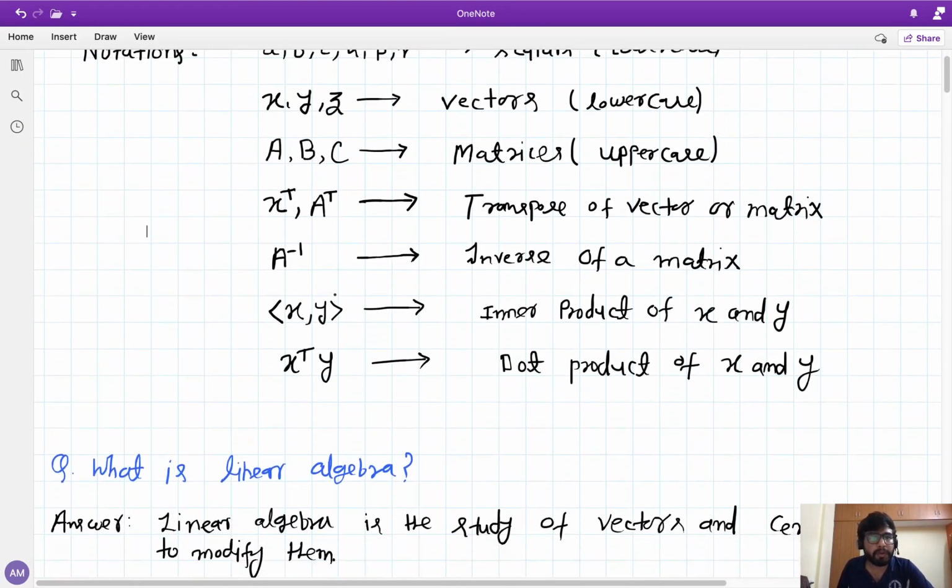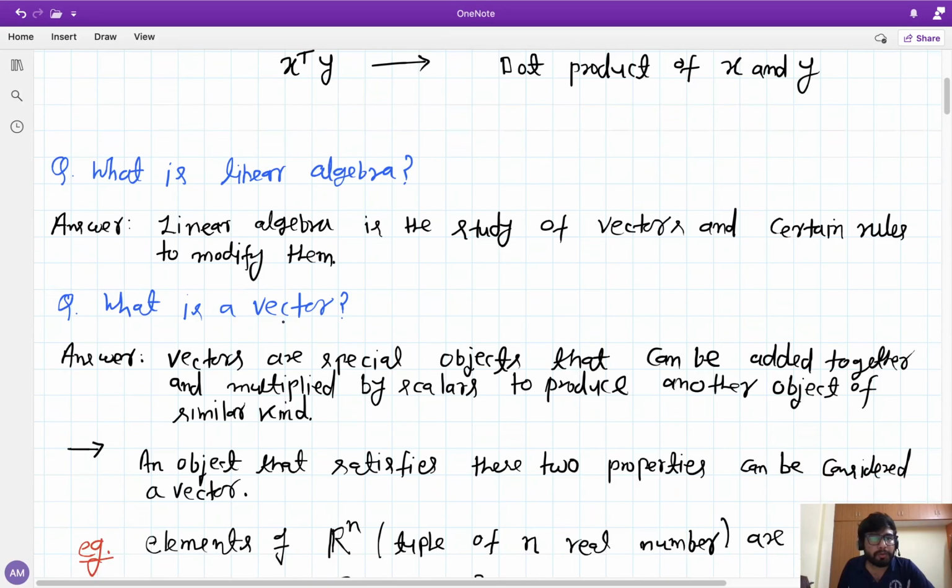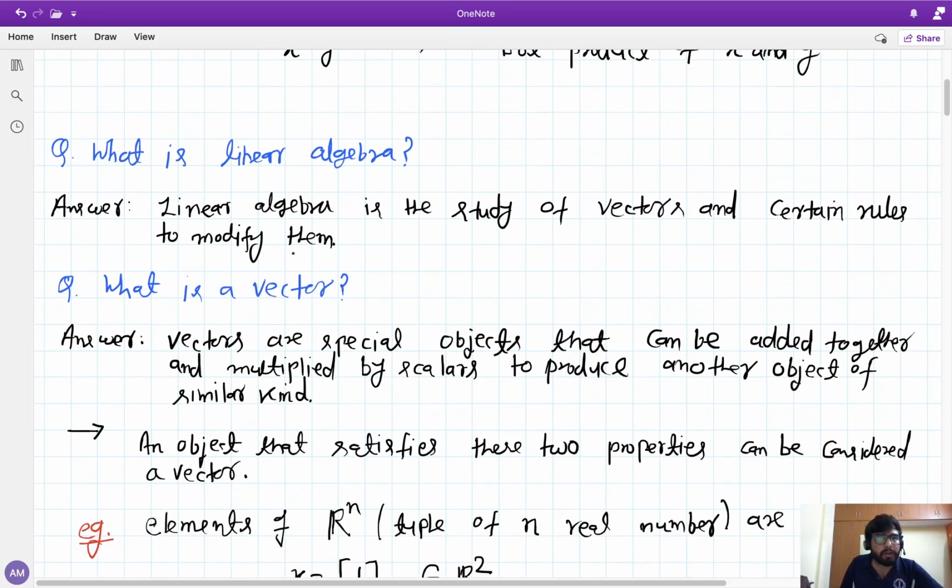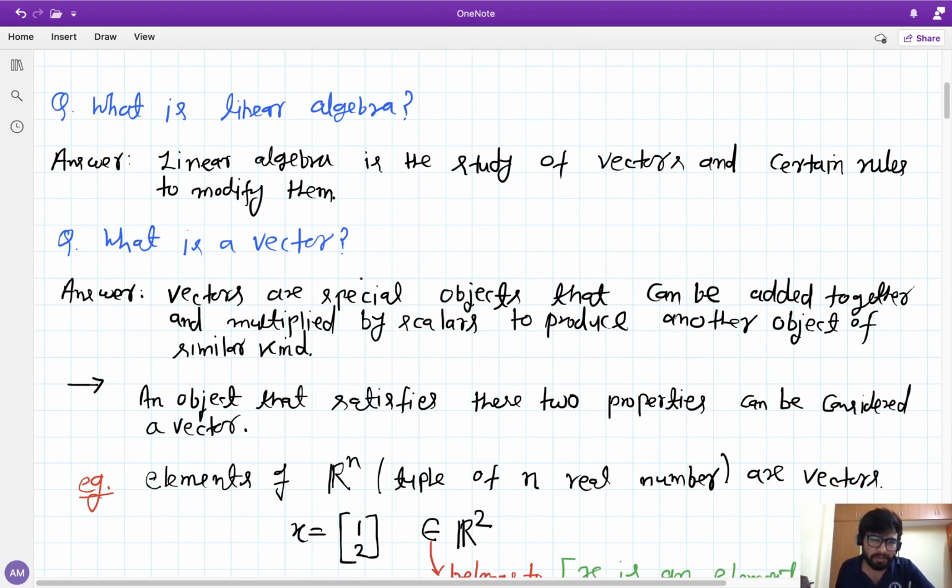So let's begin. What is linear algebra? We'll start with the formal definitions and dig deeper into it. Linear algebra is the study of vectors and certain rules to modify them. So it is the study of vectors, and we apply some operations or rules on them to modify them. Maybe we can scale them, or we can add two vectors and get another vector, something like that.